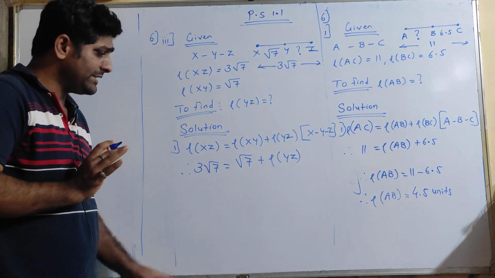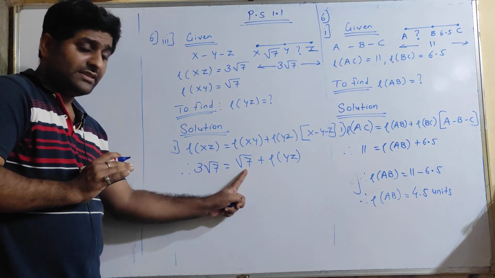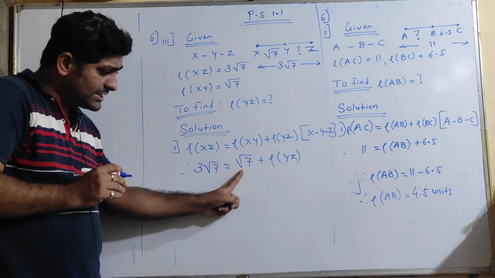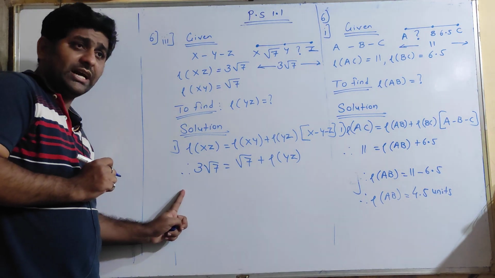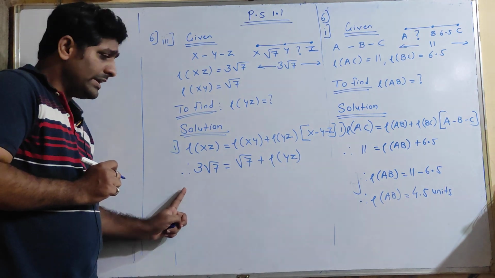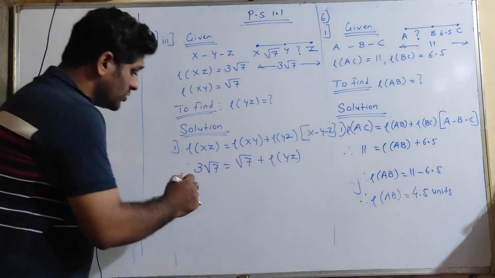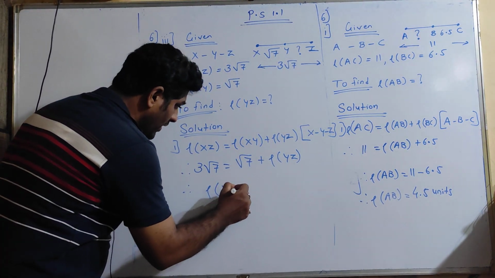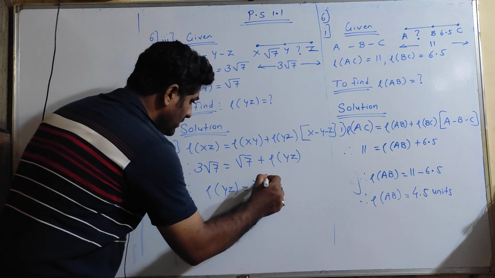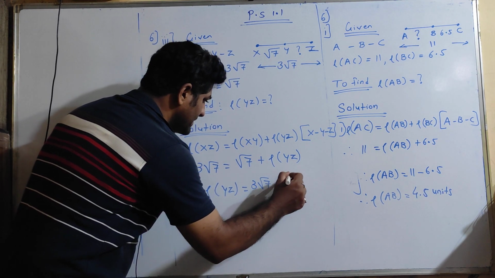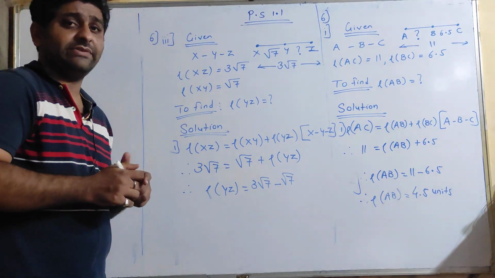Now again the same thing, students. We take numbers on one side. So this plus root 7 goes on the other side. Okay, it becomes minus root 7. So we have length of YZ is equal to 3 root 7 minus root 7.